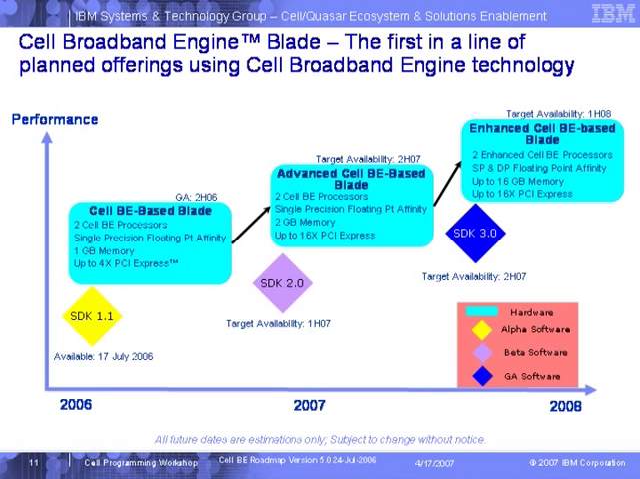Then we move on. SDK 2.0 was just released, and the advanced Cell BE follows in 2007. We improved the memory from 1 gigabyte to 2 gigabytes, and we support 16x PCI Express cards. By 2008, we will provide support for improved double precision performance, almost double what we have now, and we will support up to 16 gigabytes of memory.